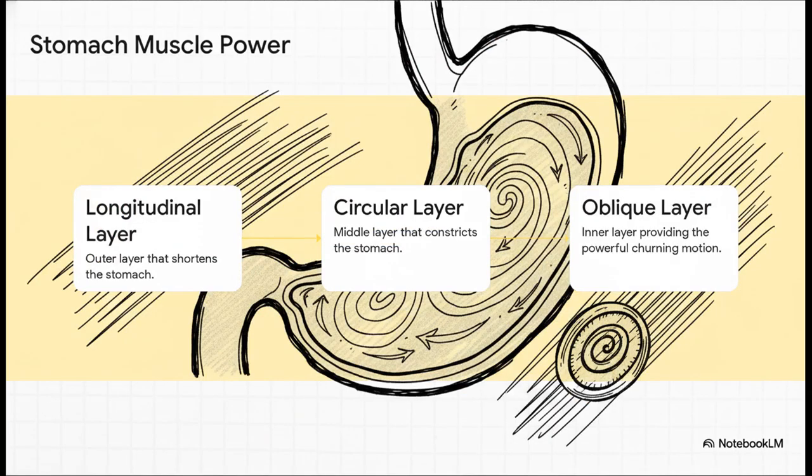So, how does it pull off that incredible cement mixer action? The secret is in its muscle. See, most of your digestive tract has two layers of muscle, but the stomach has a secret weapon, a unique third layer of muscle called the oblique layer. This is what makes it so special. So you've got one layer shortening it, another layer squeezing it, and then bam, this special third layer adds this powerful twisting motion. That three-dimensional squeeze is what creates the perfect churn.